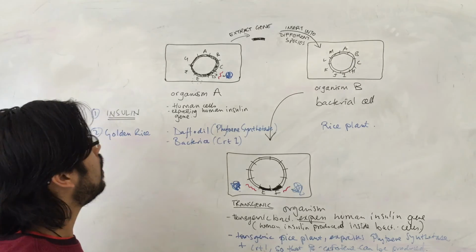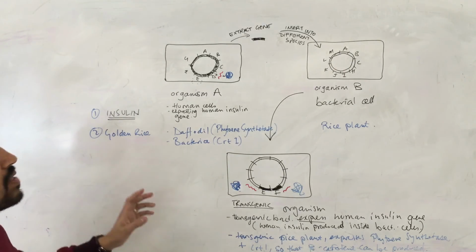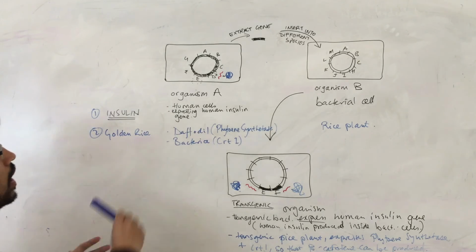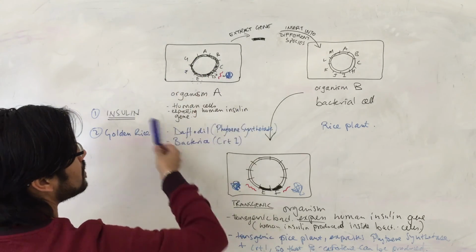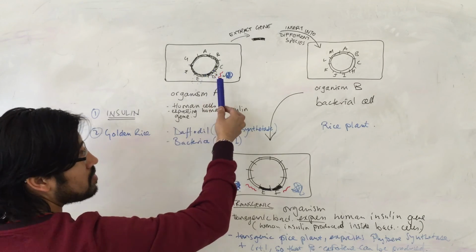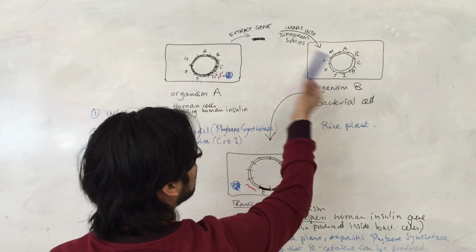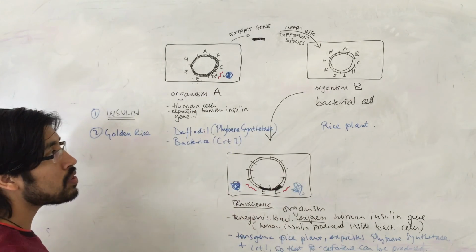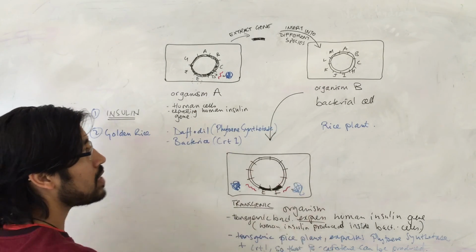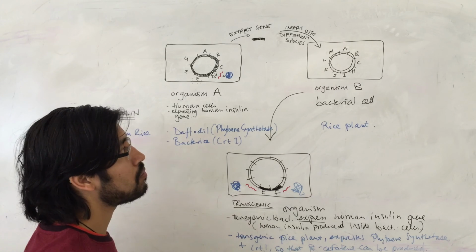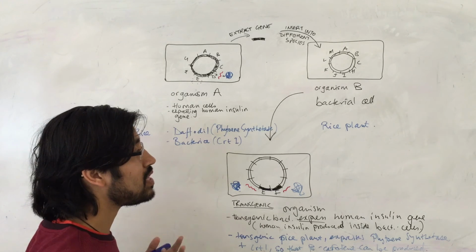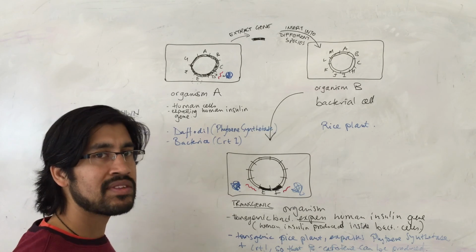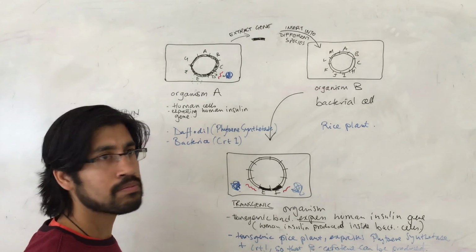Next, we will discuss how these processes happen: how we might identify and extract the gene in the first instance, how we might then insert it into a different organism, and then finally we need to discuss how we identify transgenic organisms.